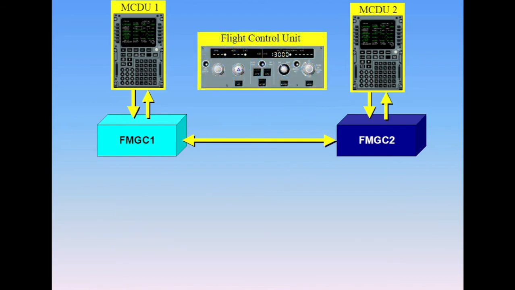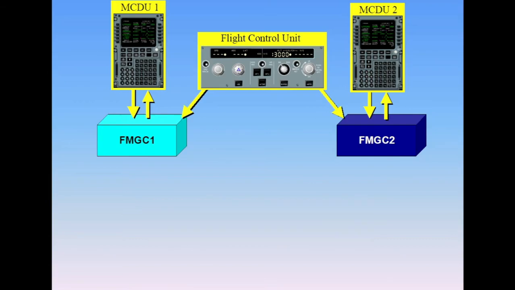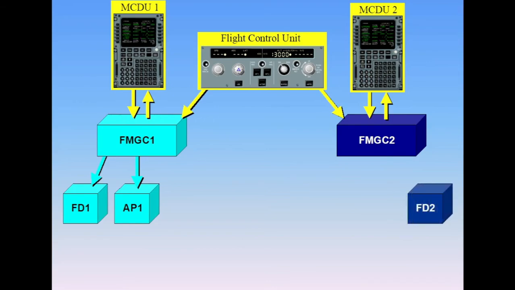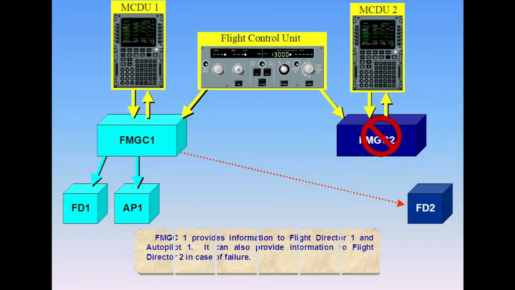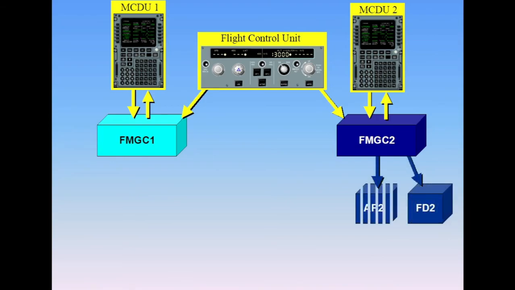The inputs from the FCU are fed to both FMGCs. FMGC1 provides information to Flight Director 1 and Autopilot 1. It can also provide information to Flight Director 2 in case of failure. FMGC2 sends information to Flight Director 2 and Autopilot 2. It can also send information to FMGC1 and Flight Director 1.